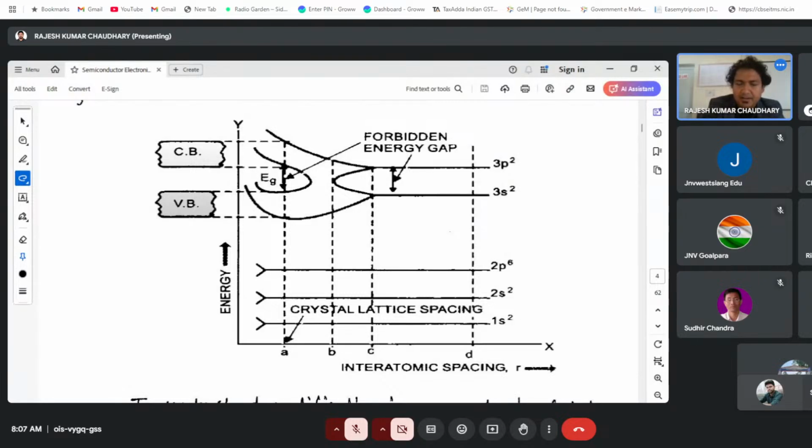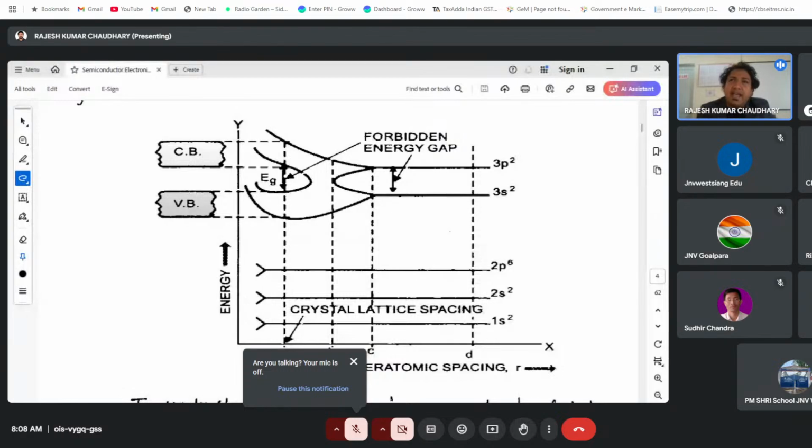So I just want to discuss this graph with you. When we studied the energy diagram in the chapter on nuclei and atoms, we discussed energy bands. Understood? We discussed that different electrons are present in different energy bands. But that was for an isolated atom.